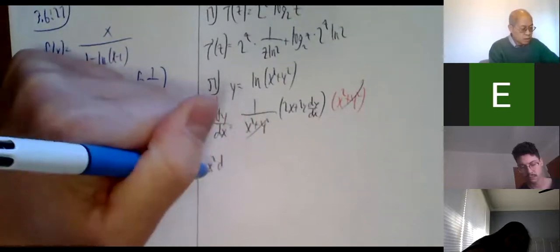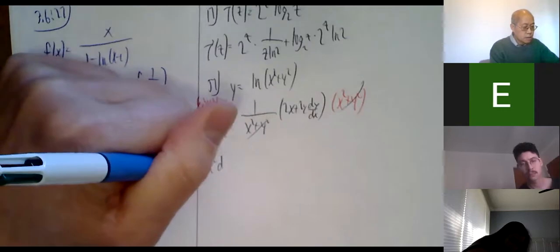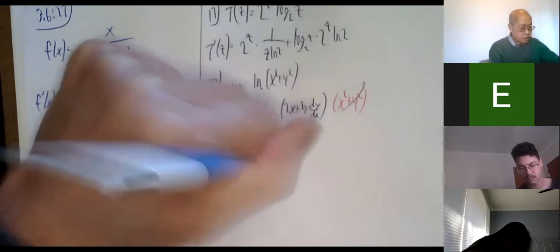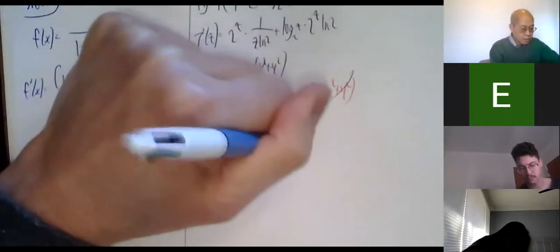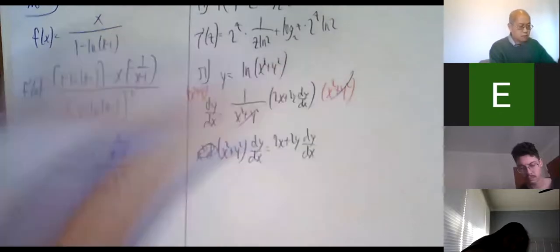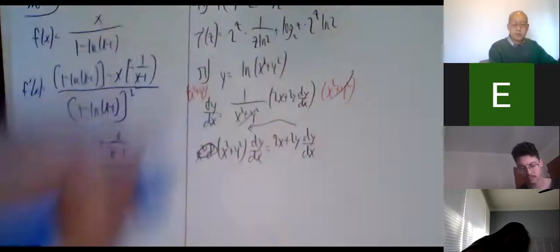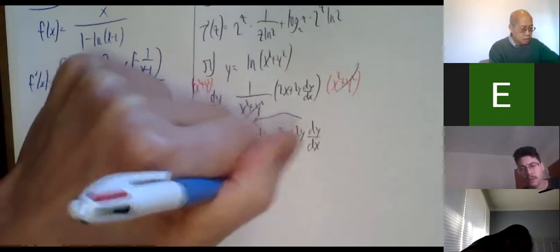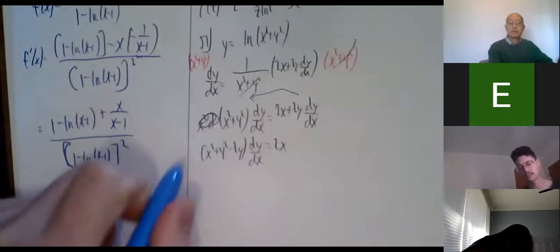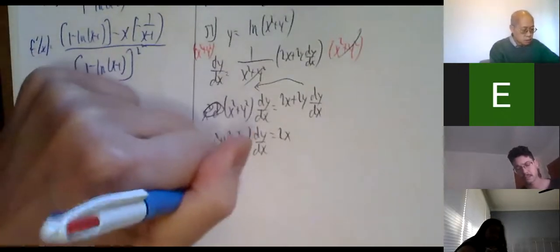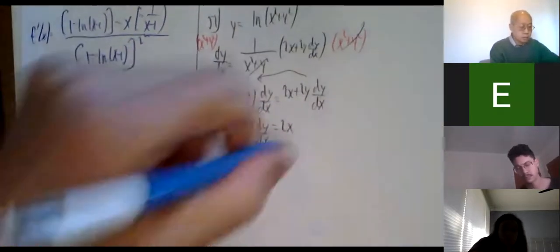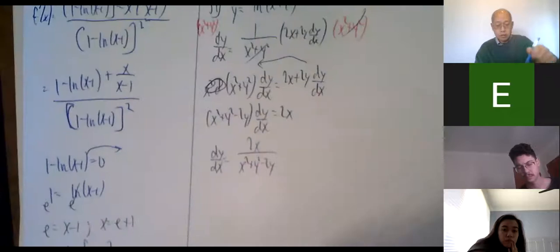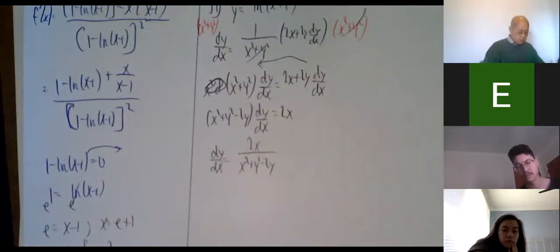So x squared. Well, let me do it like this. x squared plus y squared dy/dx equals 2x plus 2y dy/dx. Move this over with these. So x squared plus y squared minus 2y dy/dx equals 2x. Divide both sides by this. dy/dx is equal to 2x over x squared plus y squared minus 2y. Okay, so that is that.